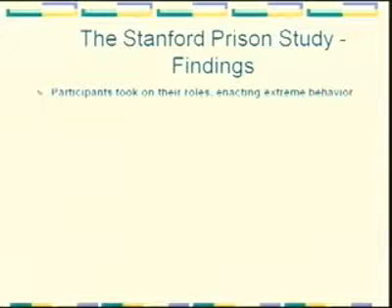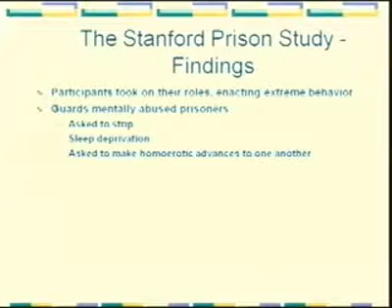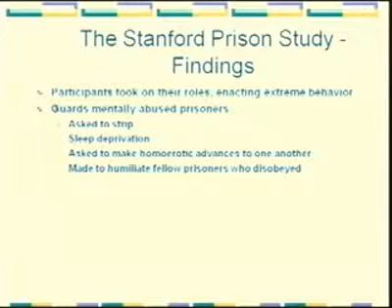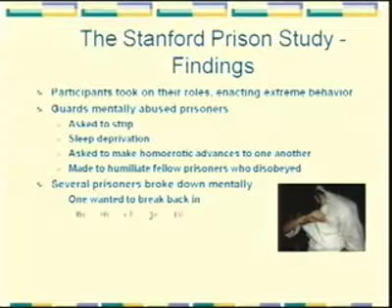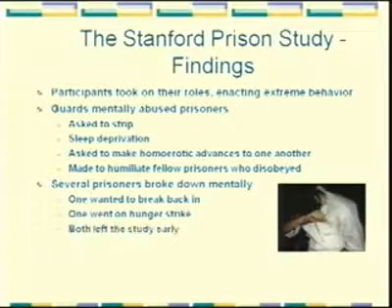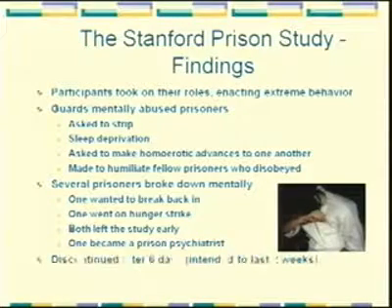And so some of the findings were, the basic finding of this is that participants took on their roles and enacted extreme behavior. And the guards mentally abused the prisoners. They asked the prisoners to strip. They used sleep deprivation. They asked them to make weird homoerotic advances on one another. They humiliated their fellow prisoners who disobeyed. And some of the prisoners broke down mentally. And one tried to break back into the prison. One went on a hunger strike. Both those people left the study early. One became a prison psychiatrist eventually. And it was discontinued after 6 days.